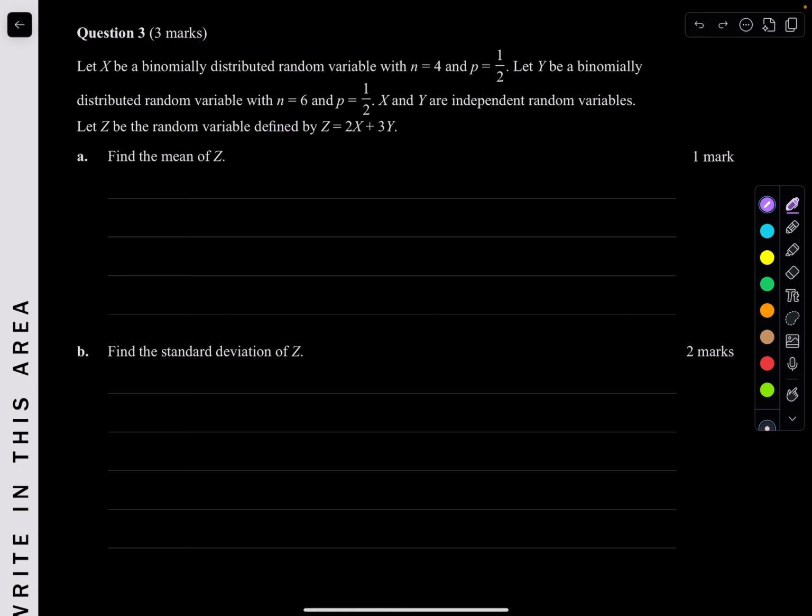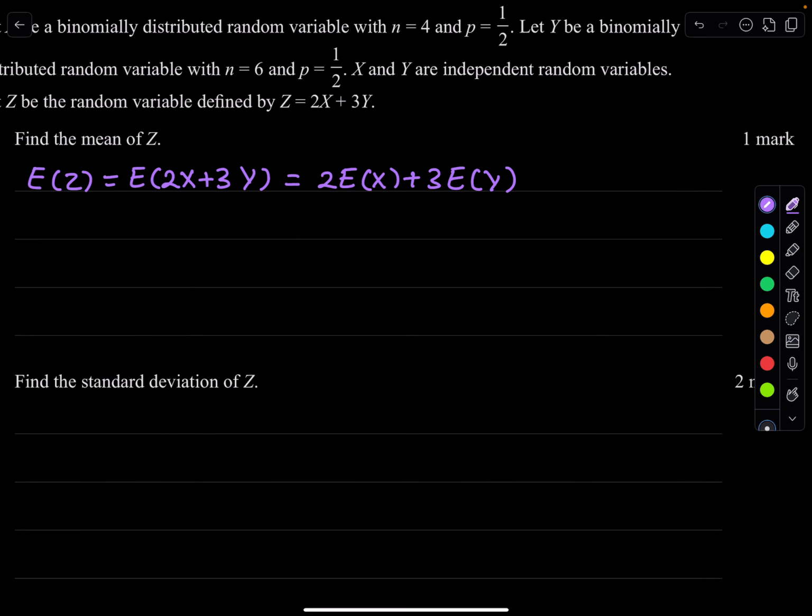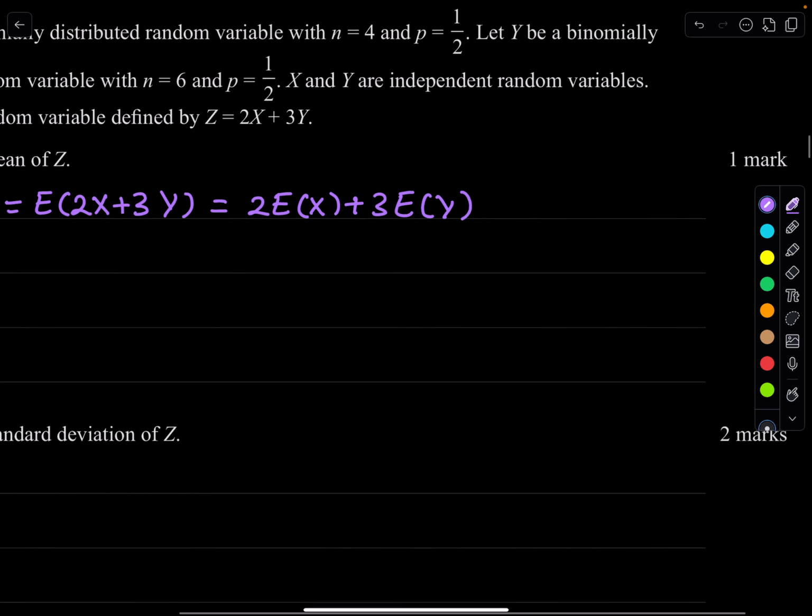Easy. If we want to find the mean of Z, because Z is equal to that, we're trying to find the mean of 2X plus 3Y. Remember you can take those constants out, so it'll be 2E(X) plus 3E(Y).